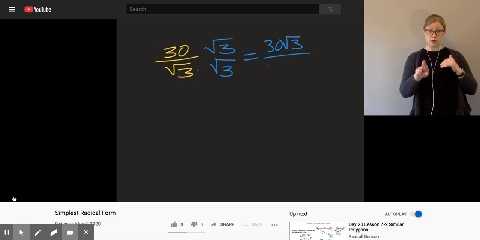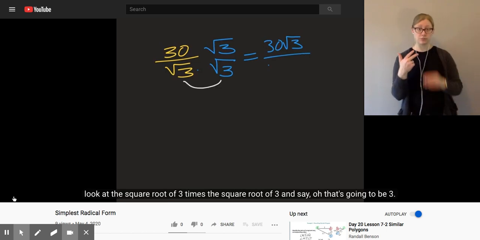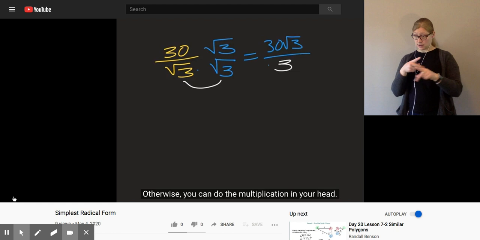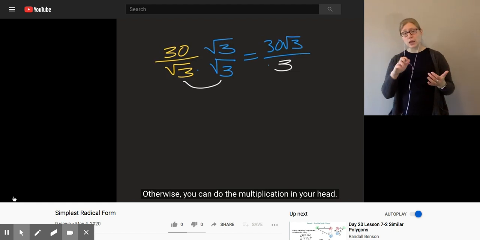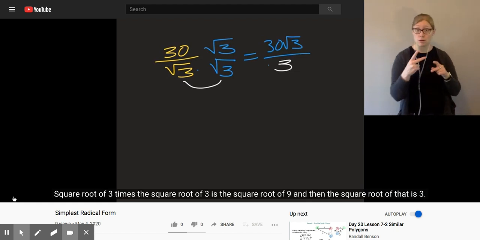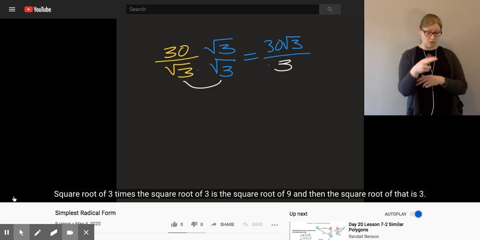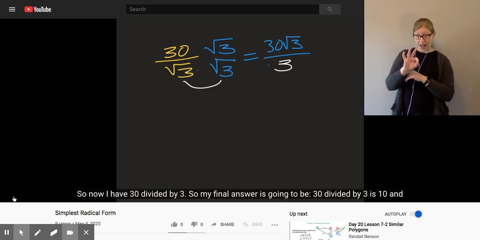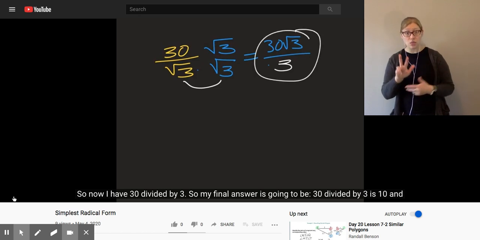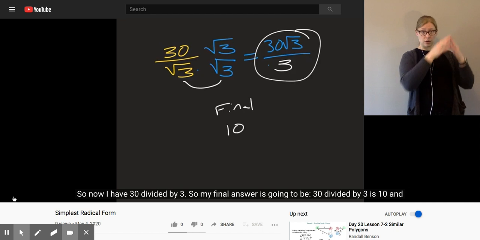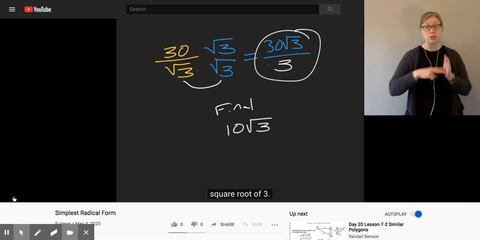So you should be able to look at the square root of 3 times the square root of 3 and say, oh, that's going to be 3. Otherwise, you can do the multiplication in your head. Square root of 3 times the square root of 3 is the square root of 9, and then the square root of that is 3. So now I have 30 divided by 3, so my final answer is going to be 30 divided by 3 is 10, and square root of 3.